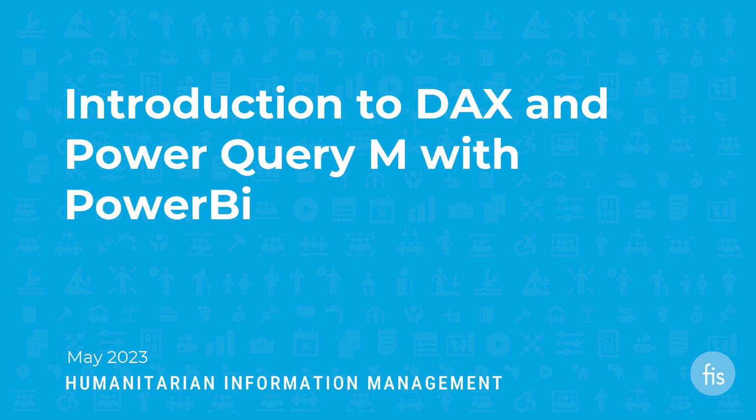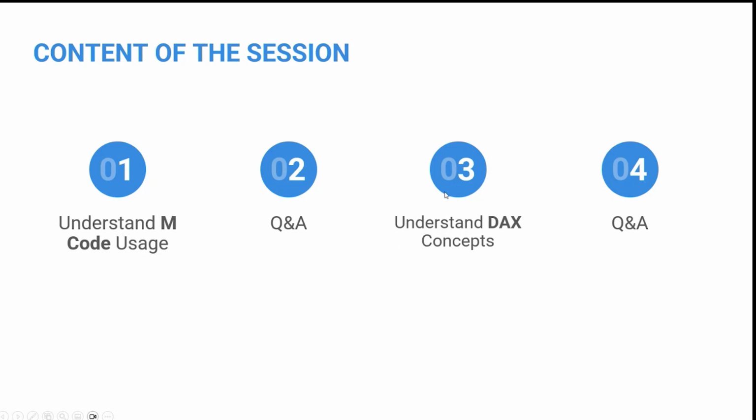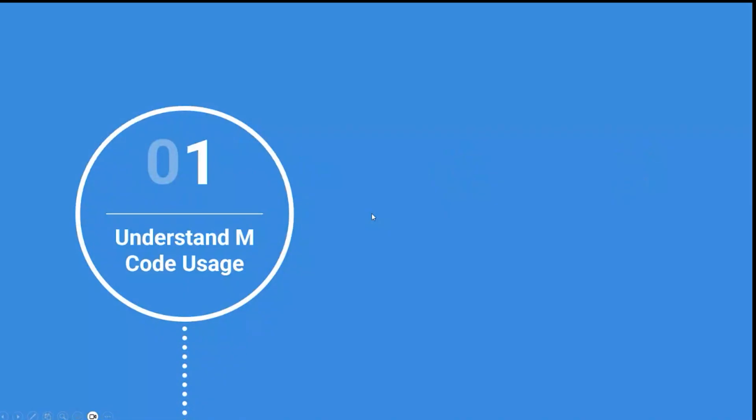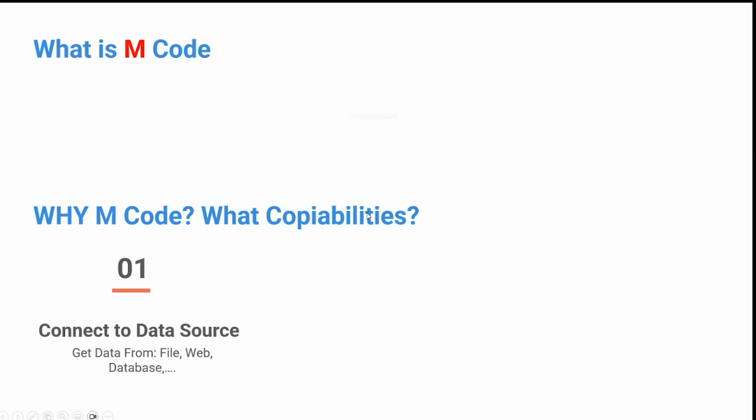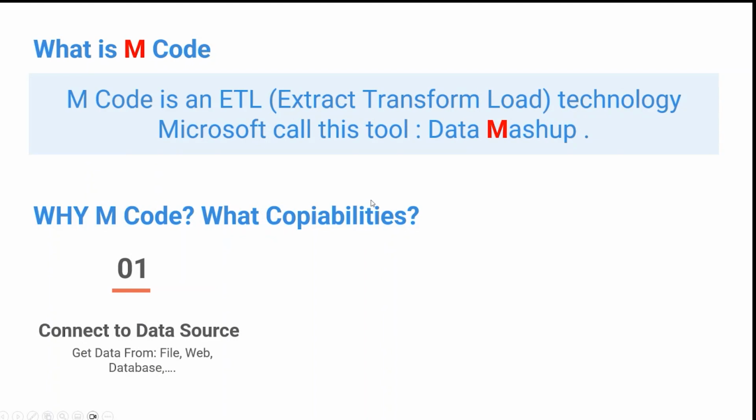So as Manon mentioned, this session will be for 1 hour, and it will be divided into two main sections. So first we'll talk about the M, and the second one should be the DAX. And in between we will have like 5 minutes to answer some questions. This is our structure for today's session, and we will continue to the first part.